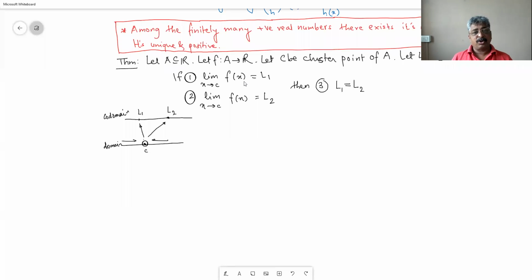If some points in the neighborhood of c go to L1 and some points in the neighborhood of c go to L2, then we will not be able to say that as you go near c, you arrive at some limit L1 or L2. In that case, that function itself is not going to follow the definition of functions. Therefore, intuitively, this is correct: L1 must be equal to L2. It is a unique limit. You cannot end up having two different limits. Then we will not say the limit exists and is equal to L1.